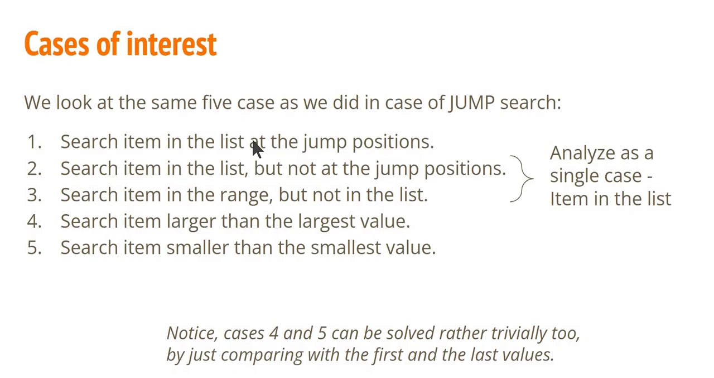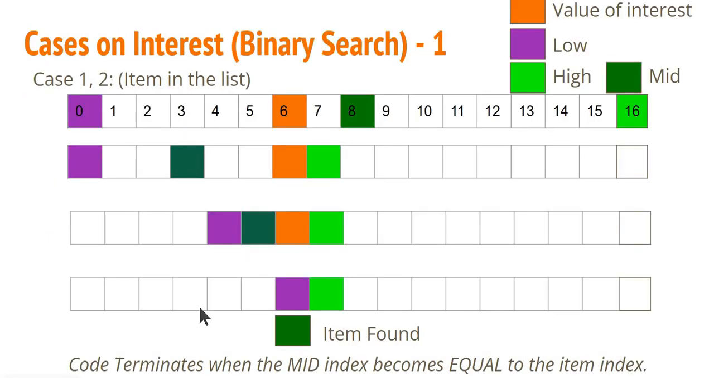First is these two, which is item in the list, then item not in the list but in the range. Then the 4 and 5, which is item larger than the largest value, item smaller than the smallest value. So let's start with the first one. Item is in the list.